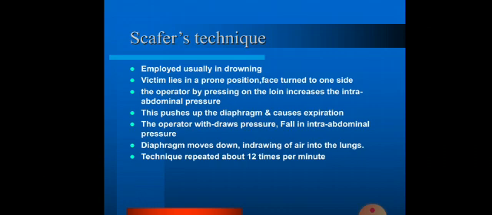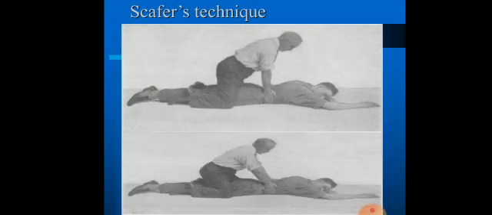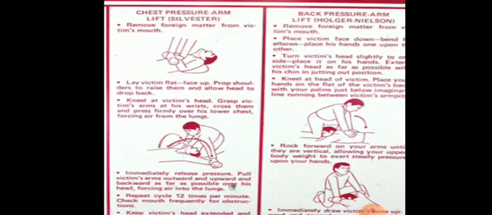The moment he releases the pressure, intra-abdominal pressure would fall, the diaphragm moves down, which will pull in air from outside into the lungs. So what is happening is you are trying to stimulate respiration, or make air enter into the lungs in an artificial way, and the Schaeffer's technique can be repeated 12 times per minute. This is exactly how the Schaeffer's technique is done.